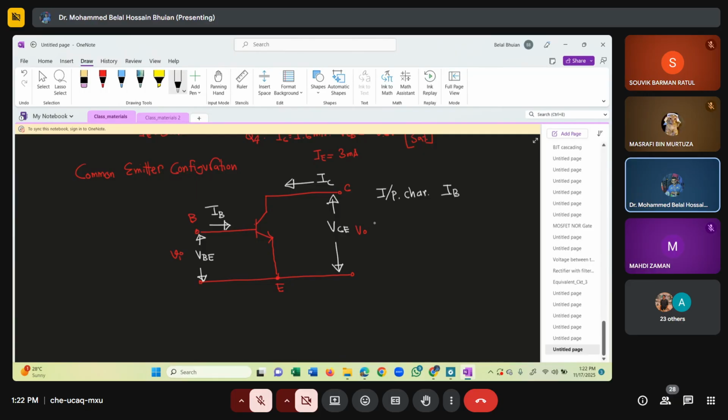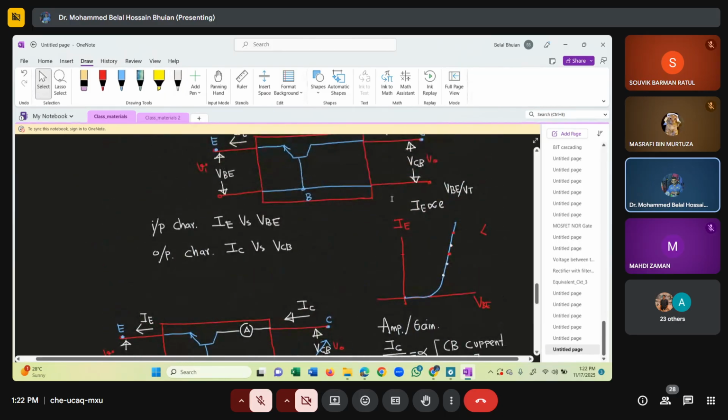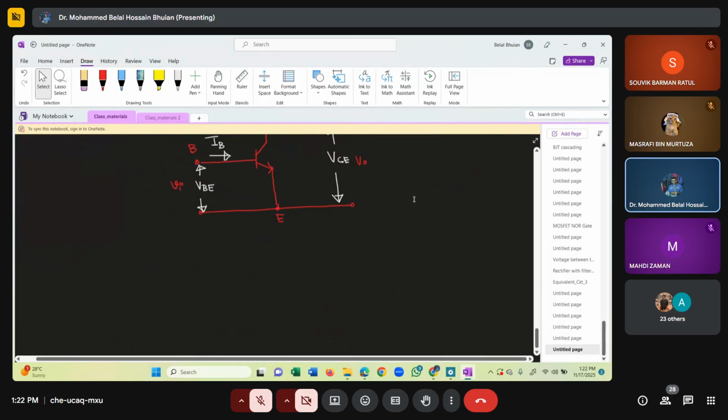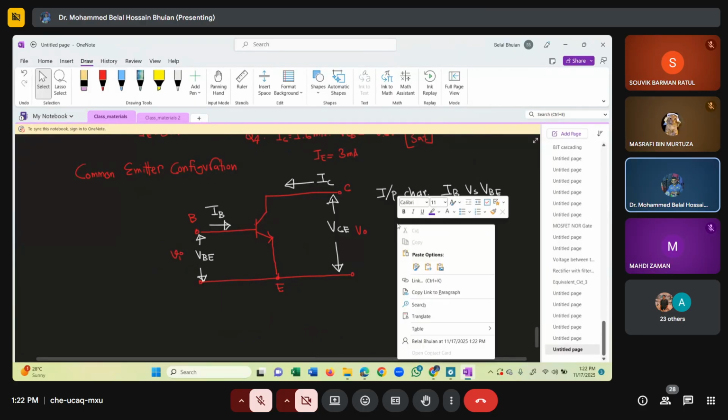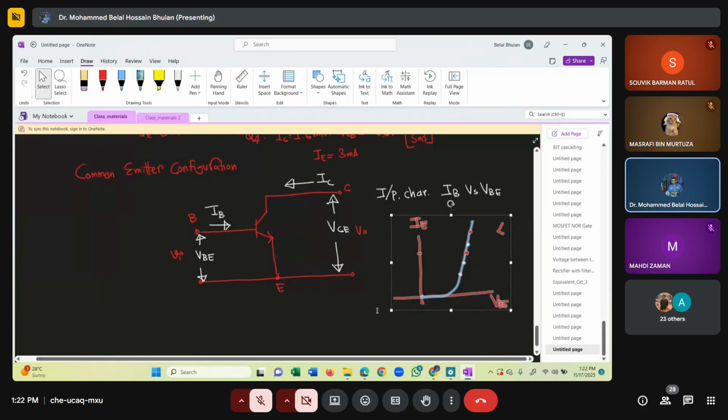IB versus VBE, and the IB characteristics look like this. So IB versus VBE.